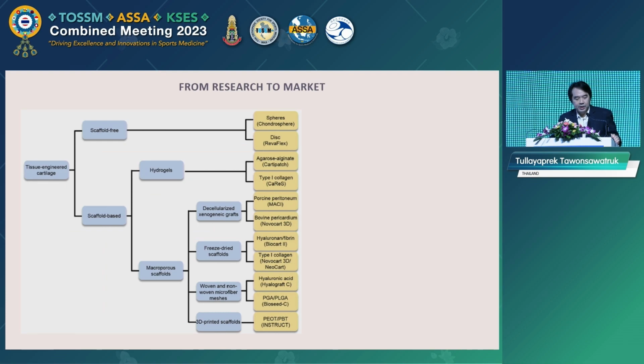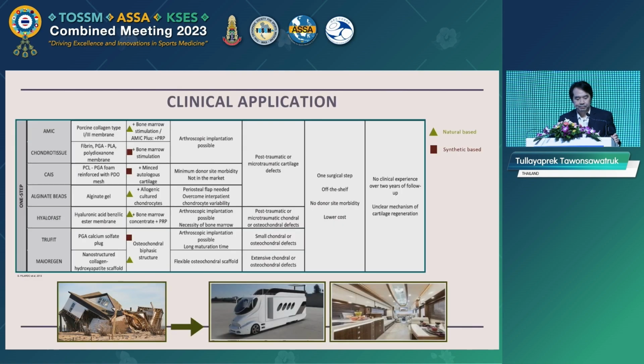When we think about tissue-engineered cartilage, we have to think about the scaffold base, which can be divided into hydrogels and macroporous scaffolds. The macroporous scaffold has very good, strong mechanical properties. However, you have to use open techniques. The hydrogel base is a newer generation. You can use the arthroscope and put the scaffold and the cells in the cartilage defects. And most recently is scaffold-free, which means you don't need to use the scaffold, but you induce the cells to produce the matrix by themselves.